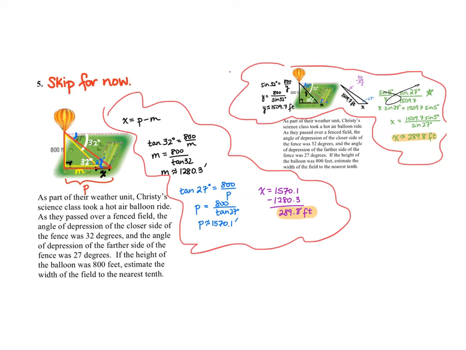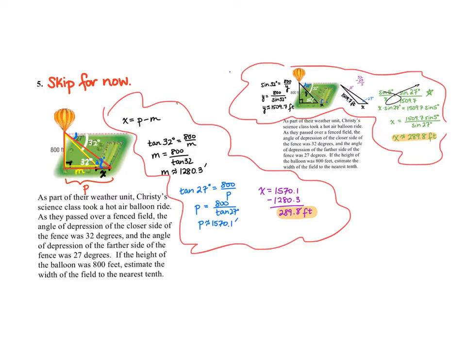Today I wanted to talk about a problem that was on the homework that's due today, and it was number 5, the one I told you to skip. There are two ways to do this problem. One way involves the use of two right triangles and then subtracting. The second way involves right triangle trigonometry and also non-right triangle trigonometry using the law of sines.